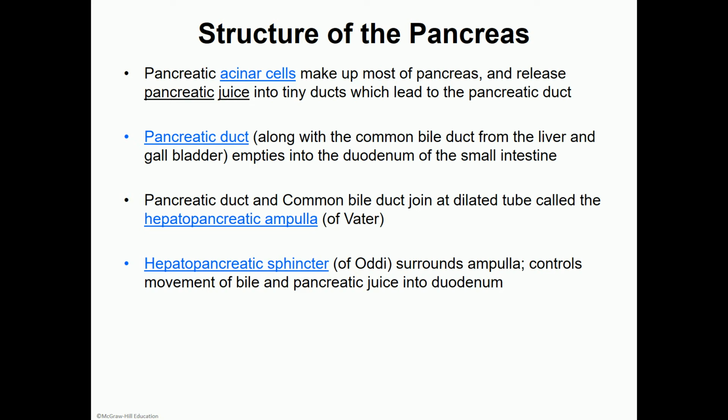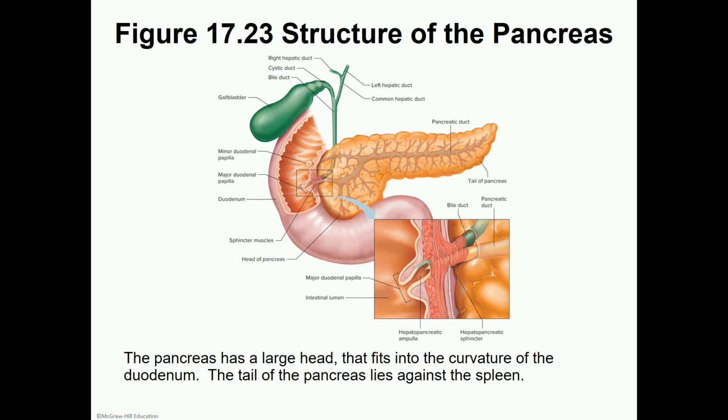That common opening is known as the hepatopancreatic ampulla, or the ampulla of Vater, and it is controlled by a sphincter known as the hepatopancreatic sphincter, or the sphincter of Oddi. So we'll take a look at all of these different things. Let's try and understand the anatomy of what we're seeing.